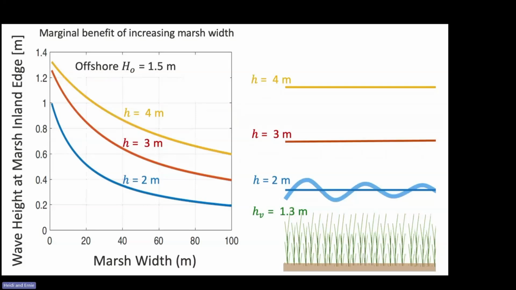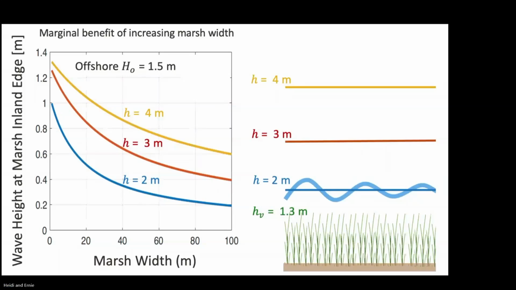Second, as water depth increases from blue to red to yellow, the wave height at the marsh inland edge also increases. And this is because, obviously, as depth increases, the vegetation occupies a smaller fraction of the water column and is influencing a smaller fraction of the wave motion, and therefore has a weaker influence on wave attenuation. It's important to note this significant role of water depth in setting wave dissipation, because this influence is not directly captured simply by assigning a bed friction coefficient factor in a depth average model. So you have to account for water depth also.